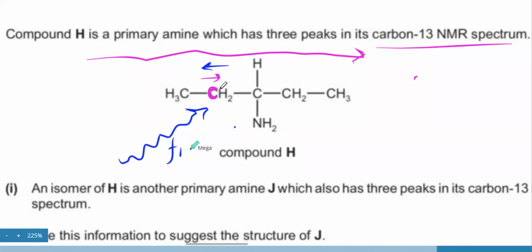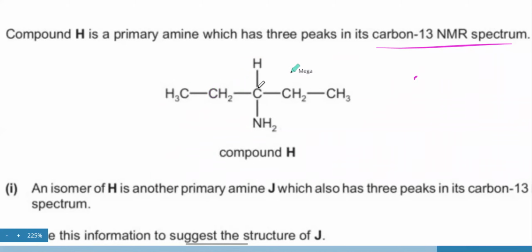Because every time it's going to experience a different amount of magnetic field because of the shielding, the electrons and the atoms surrounding it. So if the chemical environment is different, a different frequency is going to be absorbed for resonance. This is called resonance, going into the opposing spin. So we need to figure out how many different carbon environments are there in this molecule.